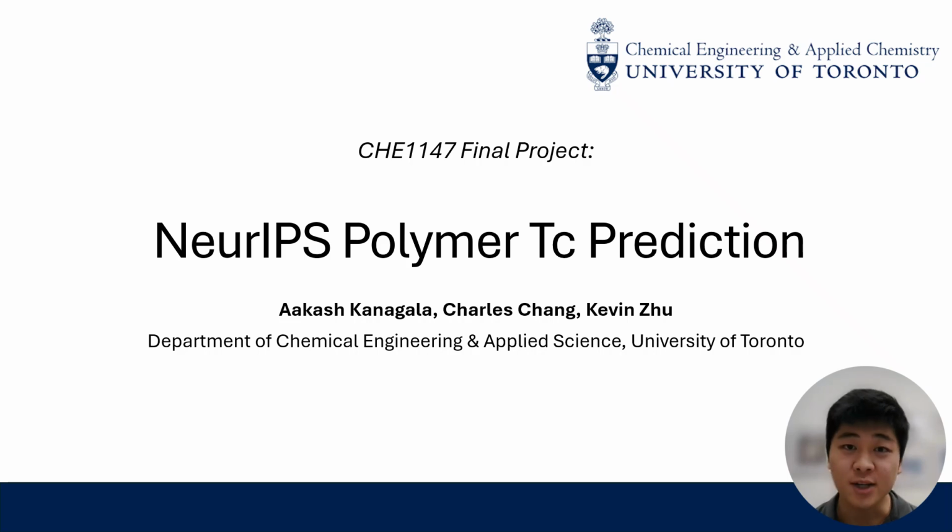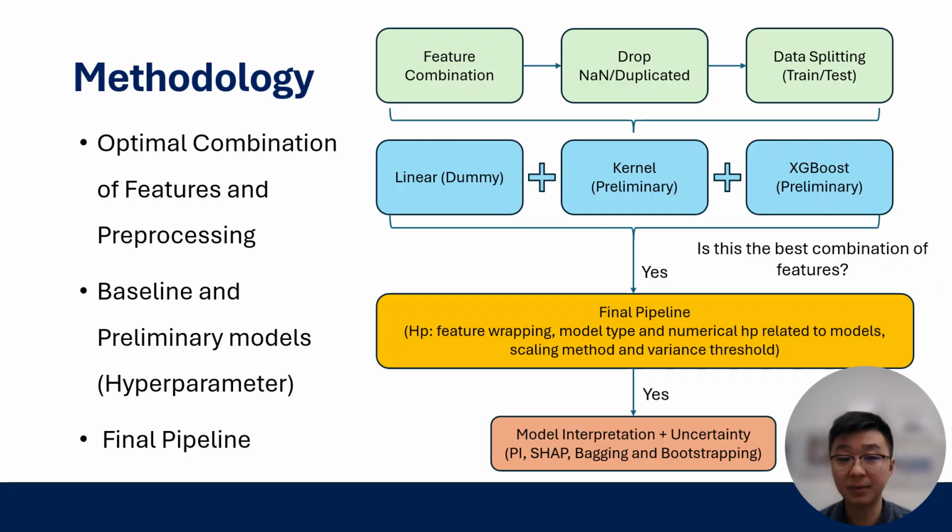So for the final project, we are using a NeurIPS polymer dataset comprised of SMILES and other bulk property descriptors that, when in tandem with RDKit descriptors, will help predict thermal conductivity for the purpose of optimizing thermal paste formulations. The methodology consists of three major parts.